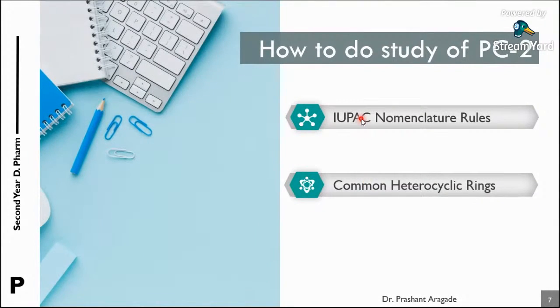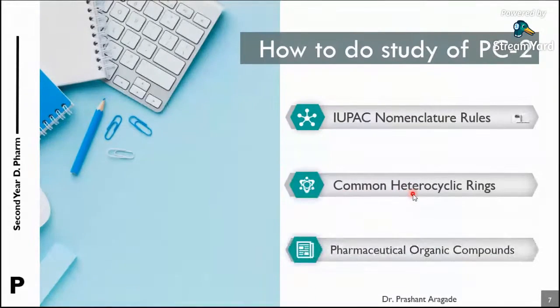So for that purpose, you need to start the work on IUPAC nomenclature rules, and you need to start the practice of common heterocyclic rings. Then we are going to study the pharmaceutical organic compounds.